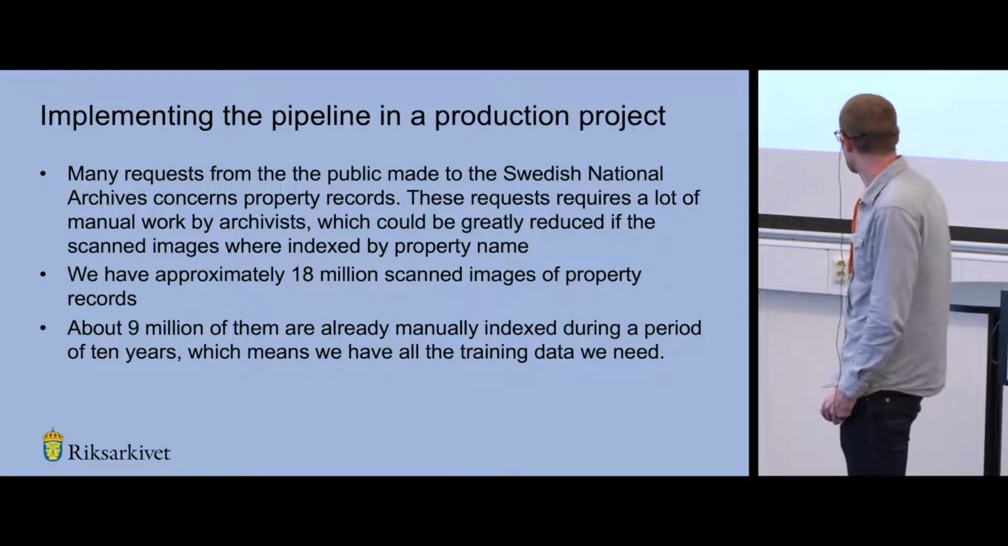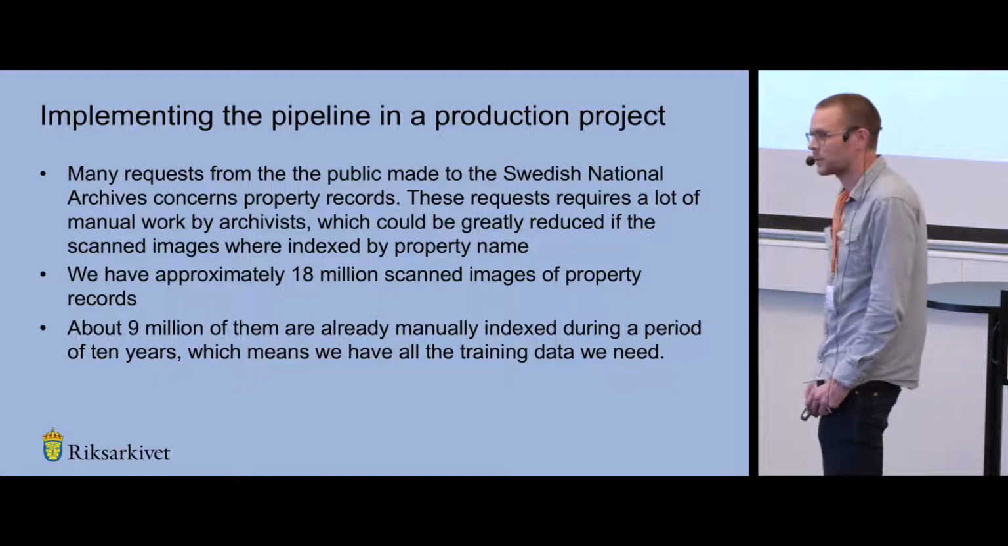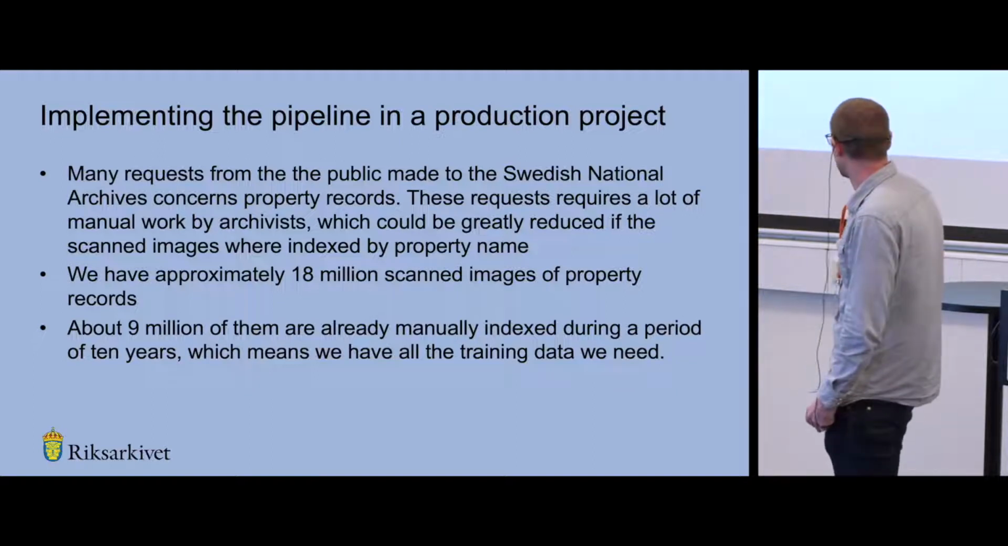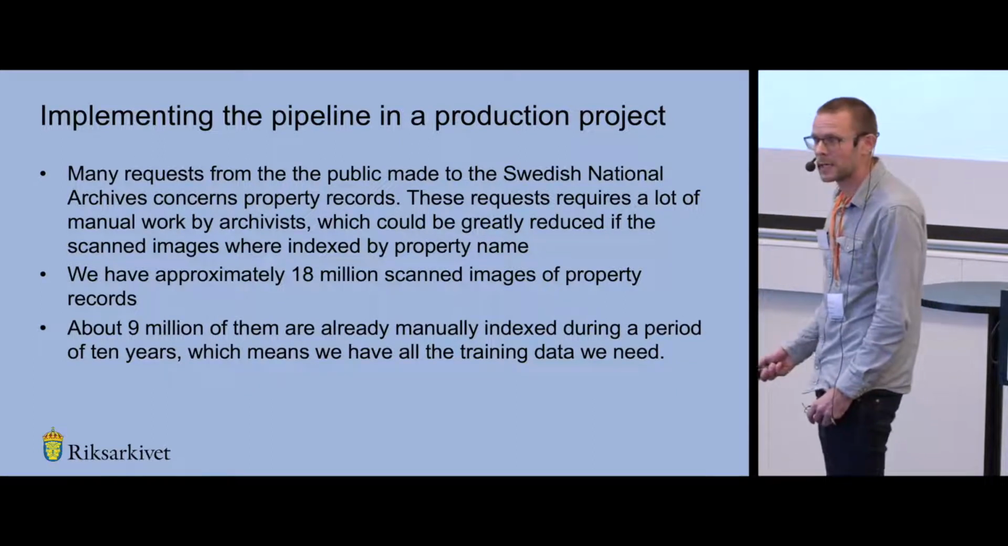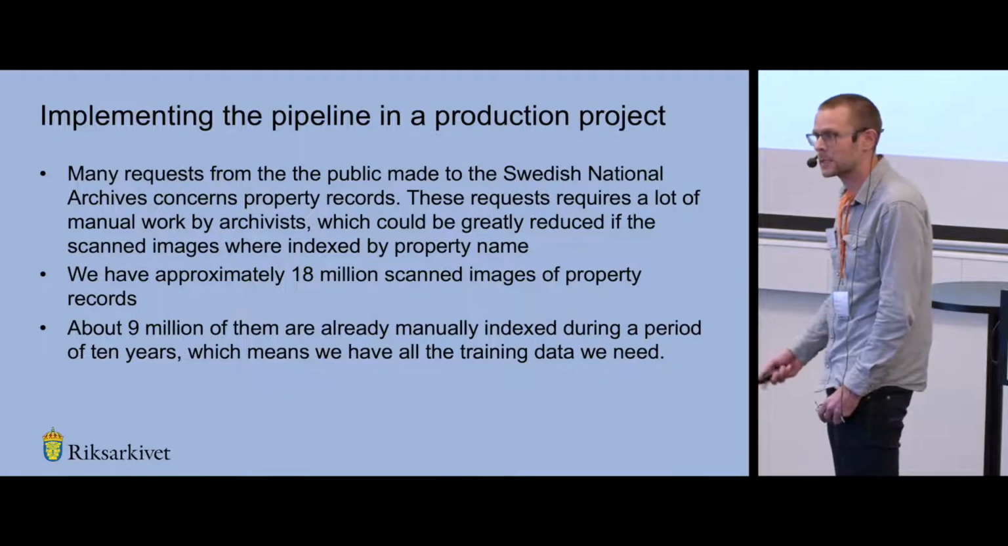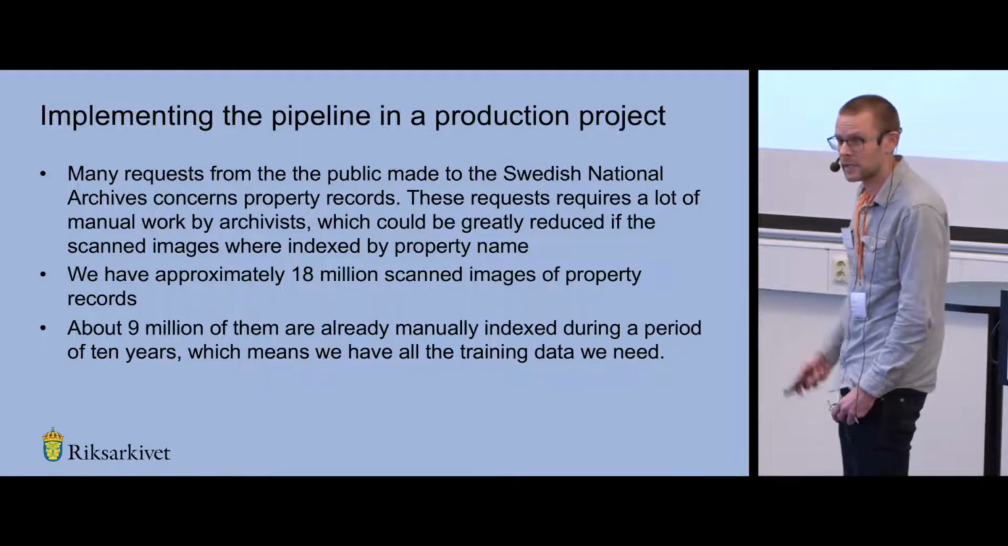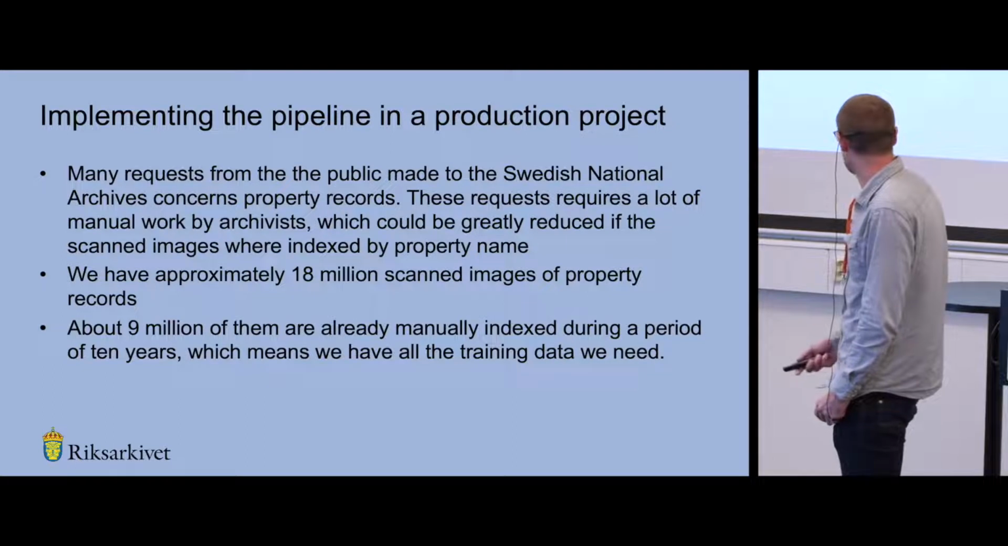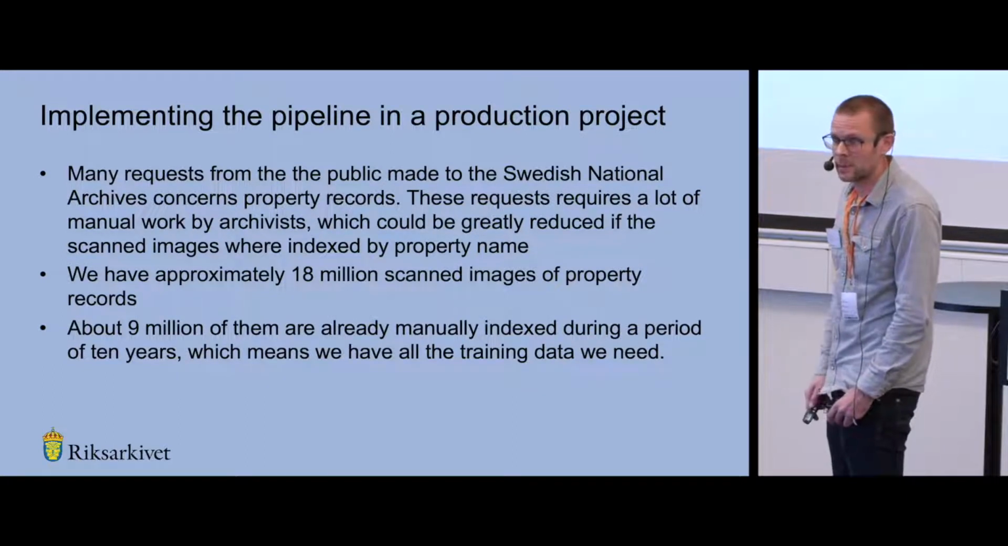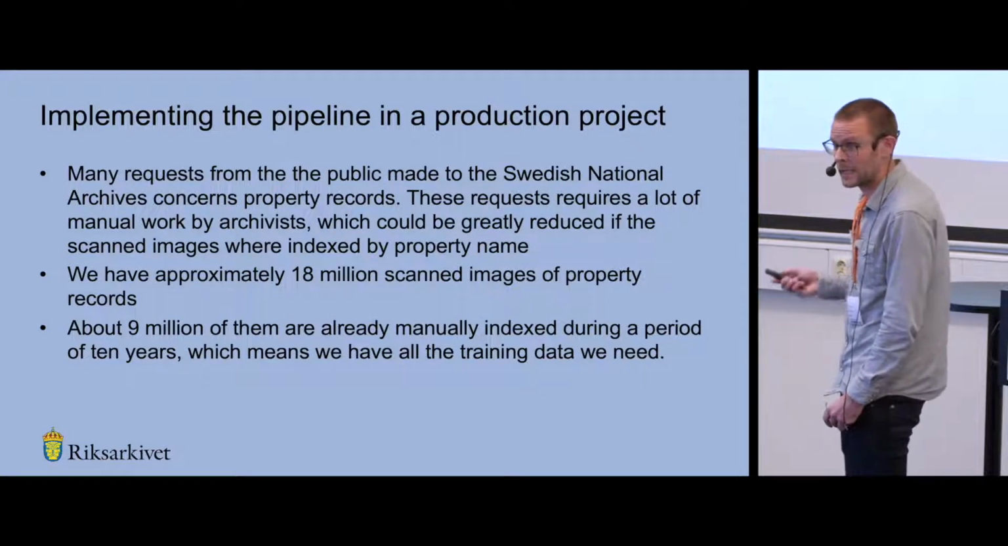We have approximately 18 million scanned images of property records, and 9 million of them are already manually indexed, during a period that stretches 10 years. And this means we have all the training data we need for the remaining 9 million.